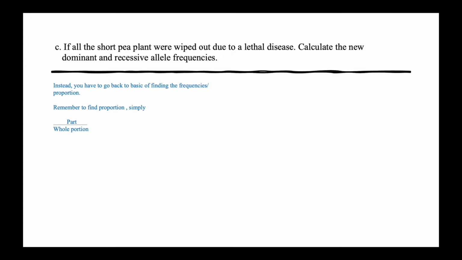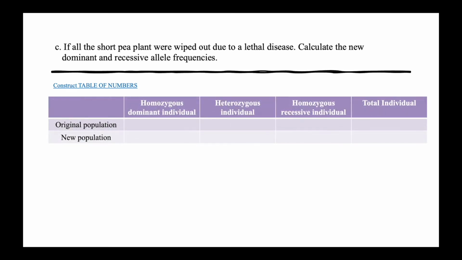To help you solve this kind of question, you need to construct a table of numbers. In this table, you will have various informations from the original population and the new population. For example, the number of homozygous dominant individual, the number of heterozygous individual, the number of homozygous recessive individual, and also the total individual in the population.